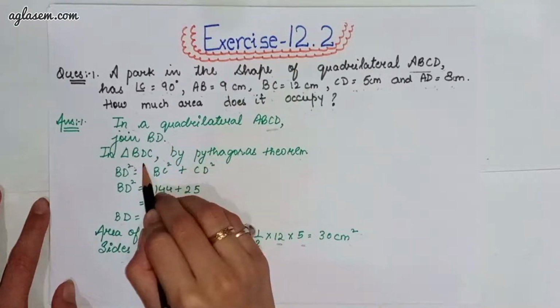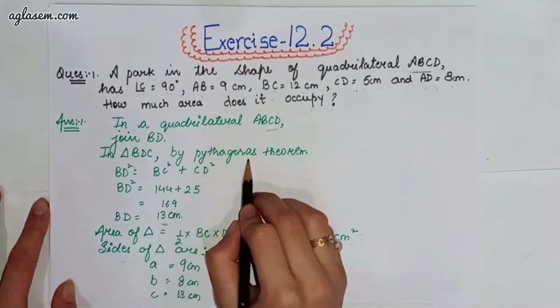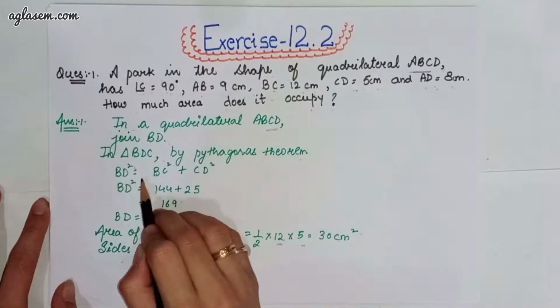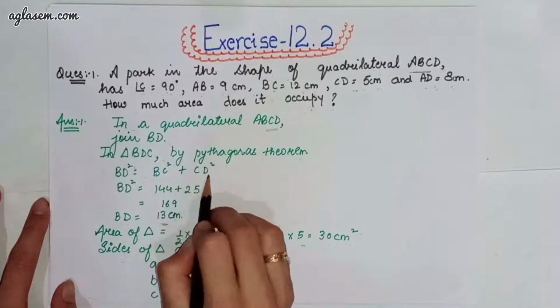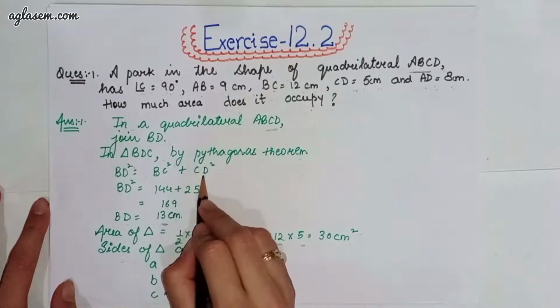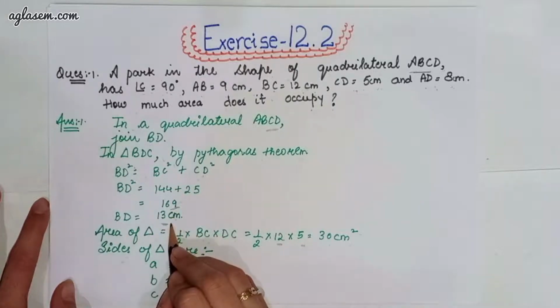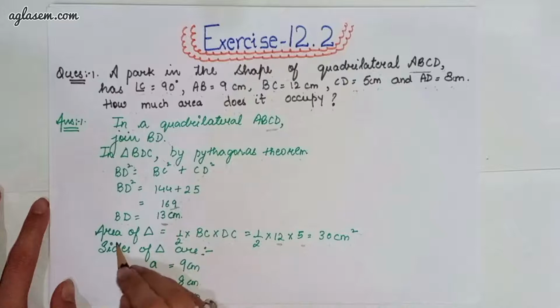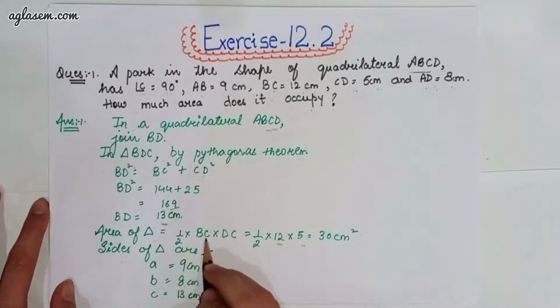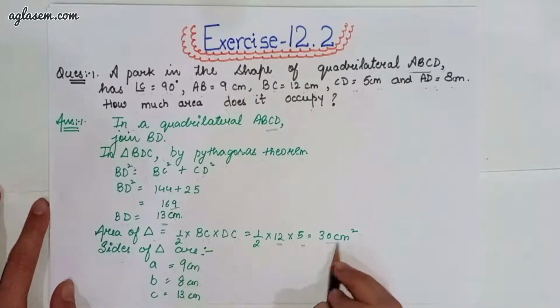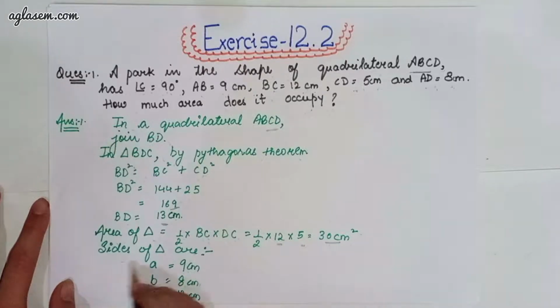So in triangle BDC, by applying the Pythagoras theorem, we get BD squared equals BC squared plus CD squared. Applying the values of BC squared and DC squared, we get 169. So BD is equal to 13 centimeters. Moving further to the area of the triangle, that is half into base into height, we get 30 centimeter square as the area of the triangle. Further, the sides of a triangle are A 9 centimeter, B 8 centimeter, C 13 centimeter.